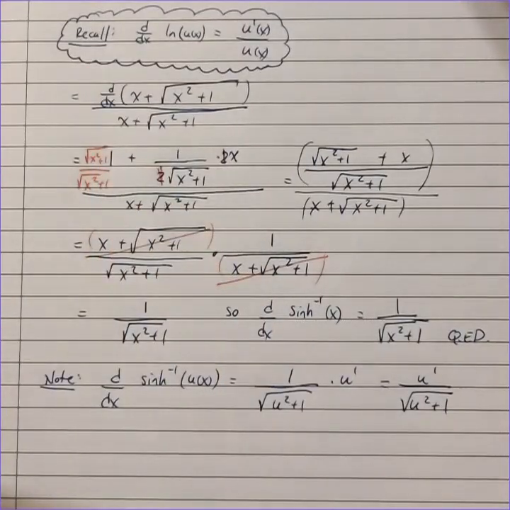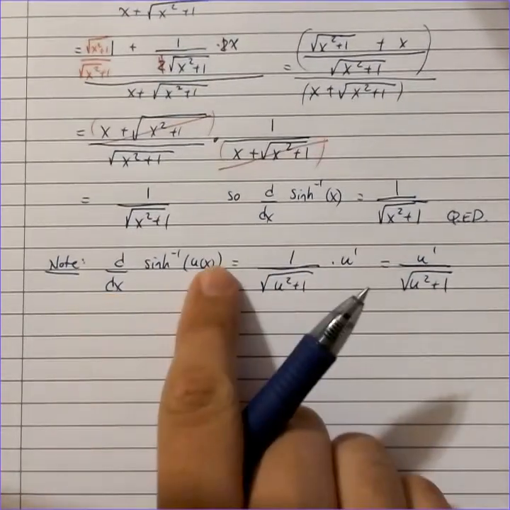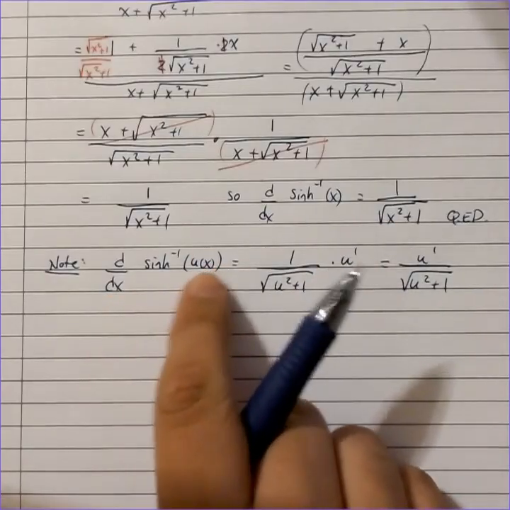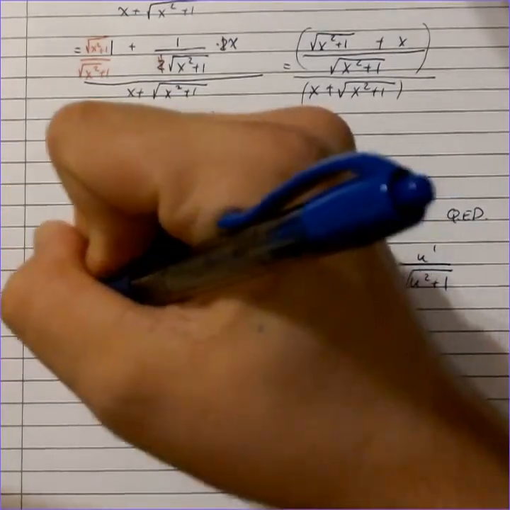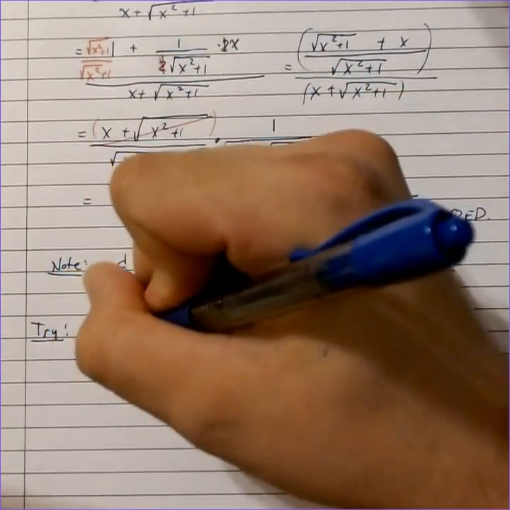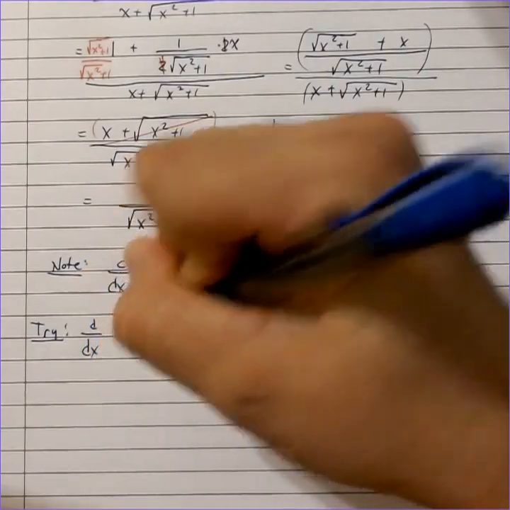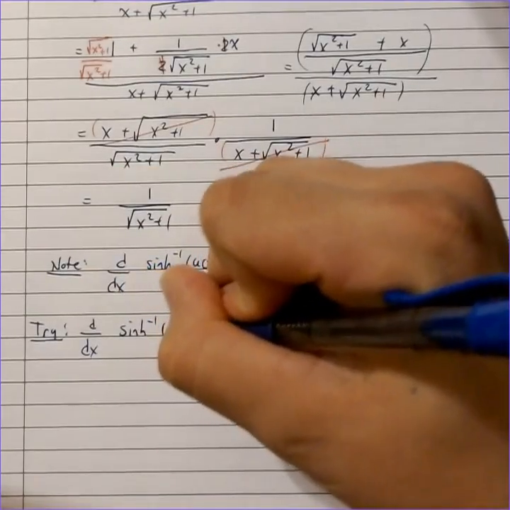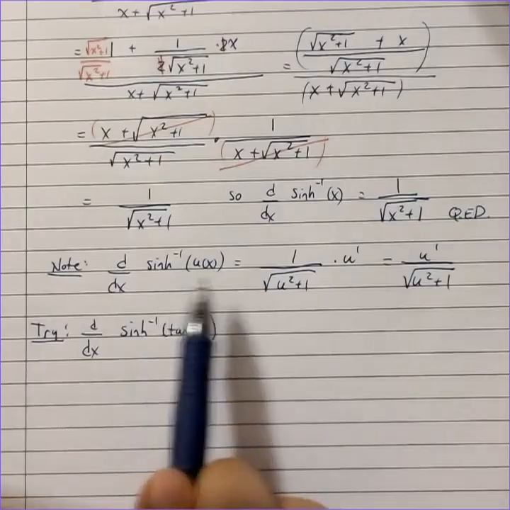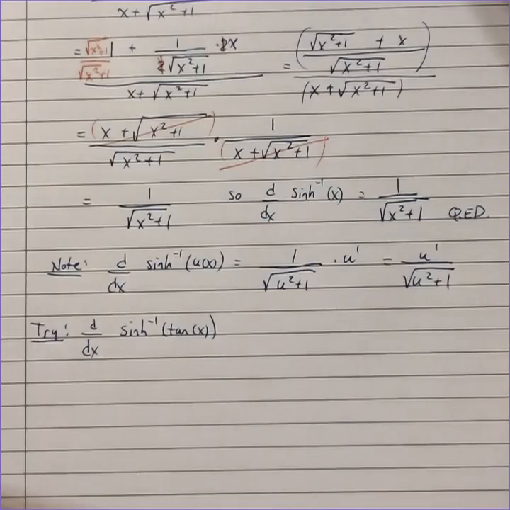So let's go ahead and give that a try. In fact, here's the formula for not just the derivative with respect to x, but a derivative of a composition of a function inside of an inverse hyperbolic sine. So give this a try. Let's have you do the derivative with respect to x of the sinh inverse of the tangent of x. Notice it's going to follow this exact pattern with your function u being the tangent of x. Go ahead and pause the video and go through it. And once you are done, go ahead and unpause and we'll go through it together.